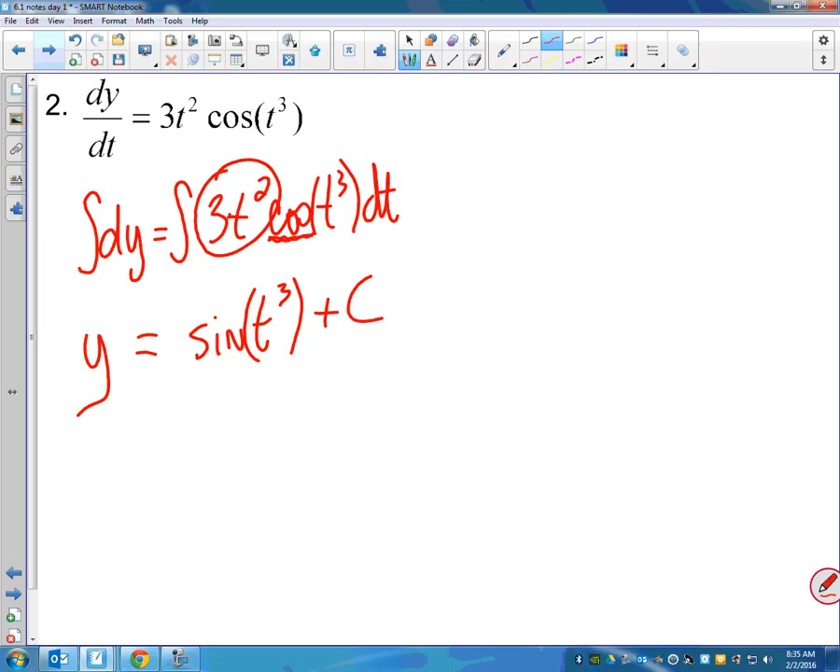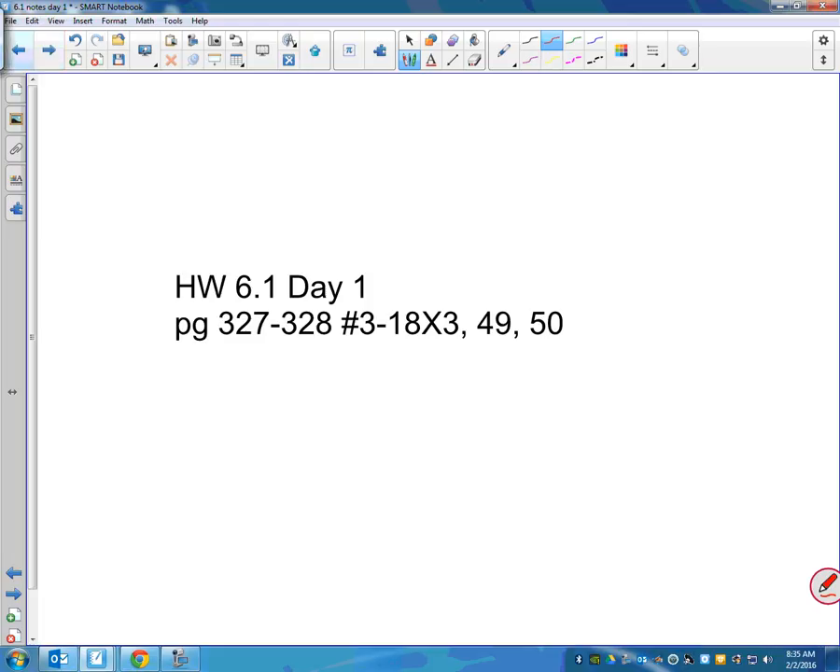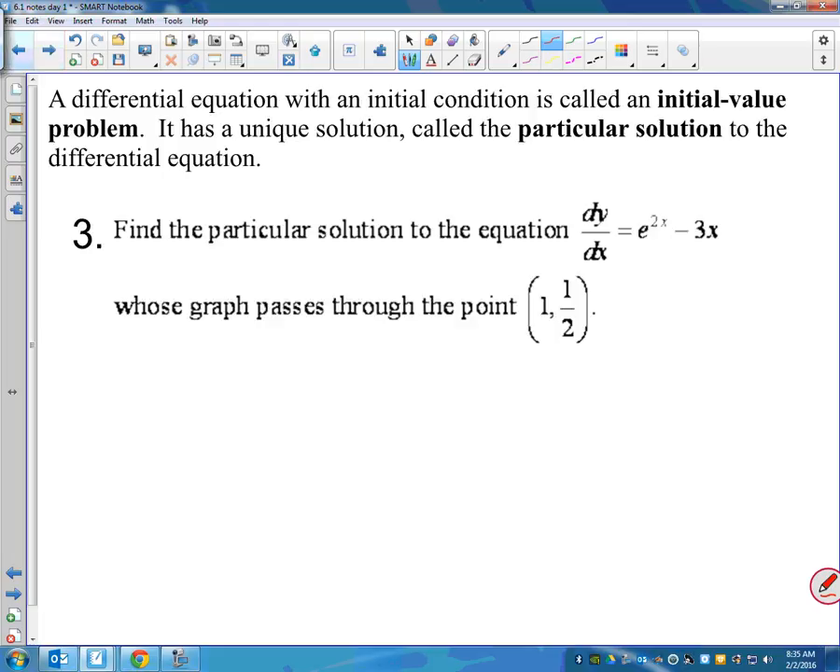And again, that would be the general solution. Oh. At least there's like... I know, because it was on the bottom.